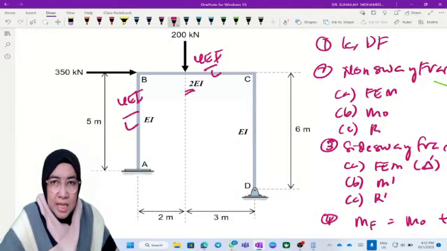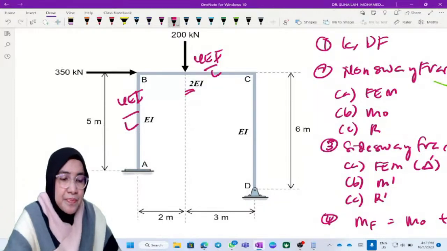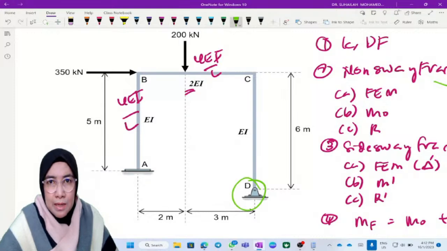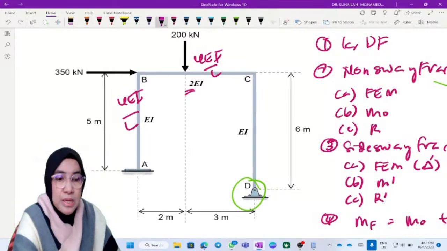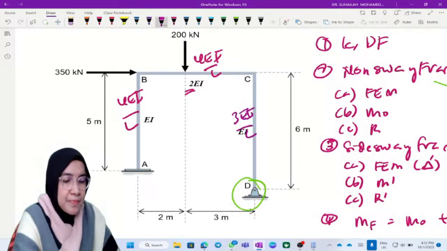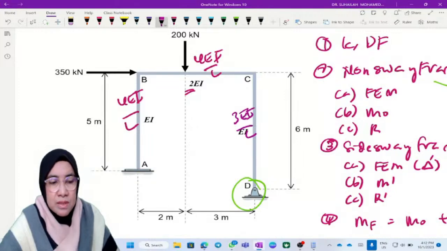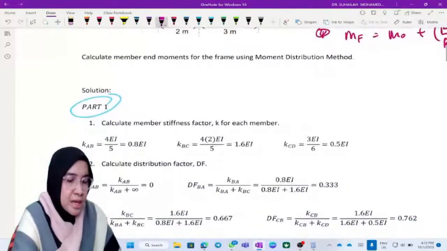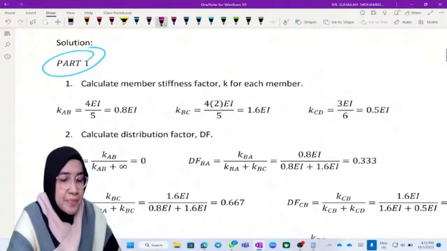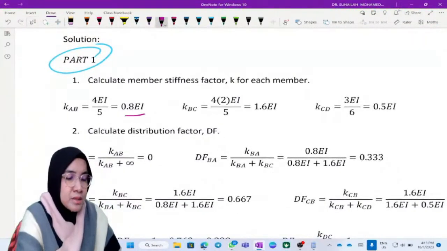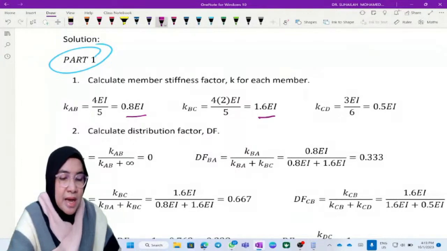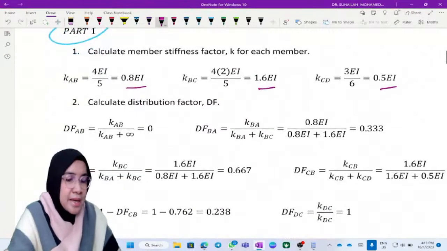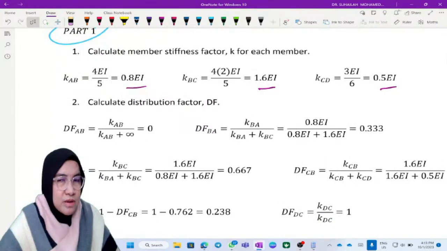And for CD, D is a pin, so we have to use the formula to calculate stiffness factor considering far end pin, which is 3EI over L. So we get 0.8EI, 1.6EI, and 0.5EI. And then we continue to calculate the distribution factor.